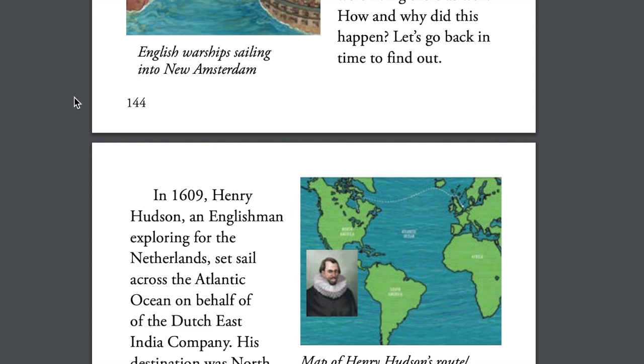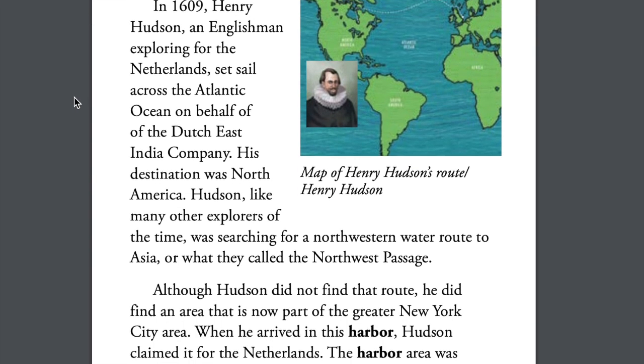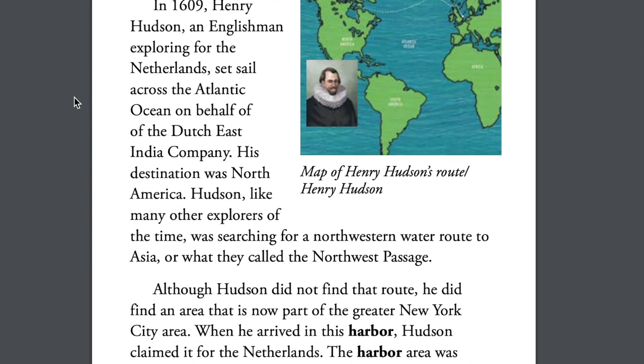Hudson, like many other explorers at the time, was searching for a northwestern water route to Asia, or what they called the Northwest Passage. Although Hudson did not find that route, he did find an area that is now part of the greater New York City area. When he arrived in this harbor, Hudson claimed it for the Netherlands. The harbor area was named New Amsterdam, and the colony was named New Netherlands. Hudson did, however, name the Hudson River after himself, and so a Dutch colony in North America was established.